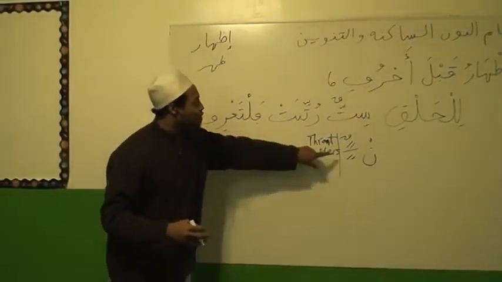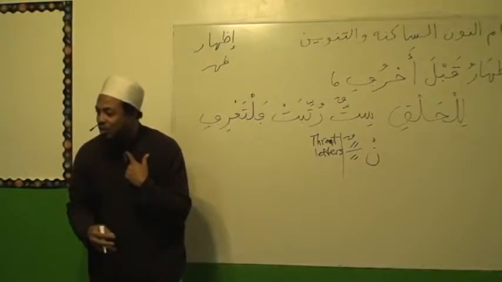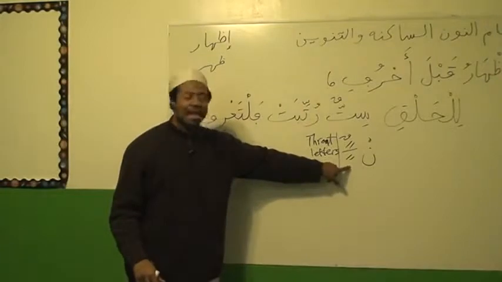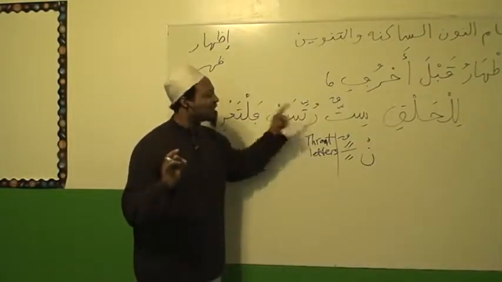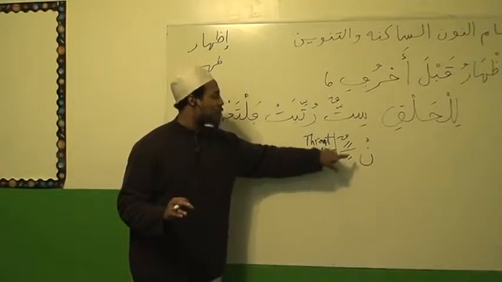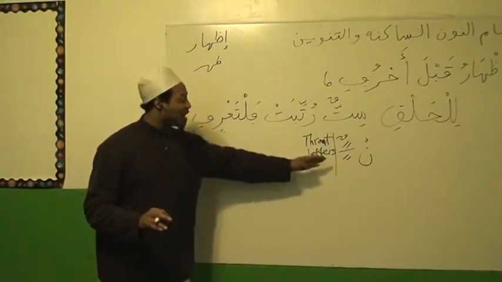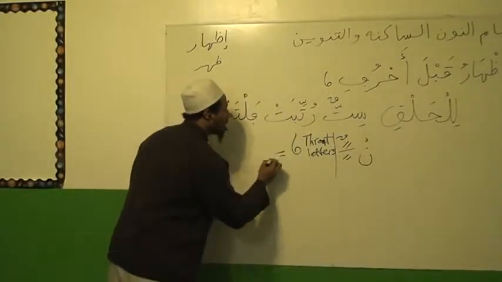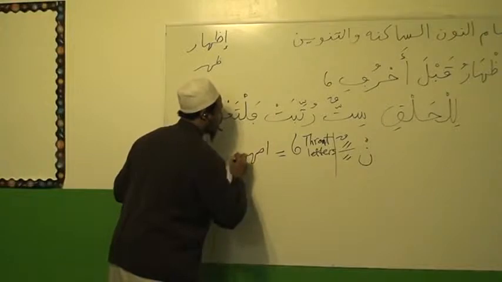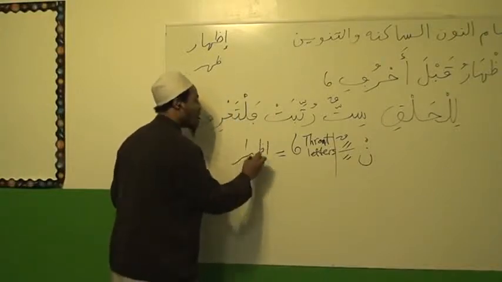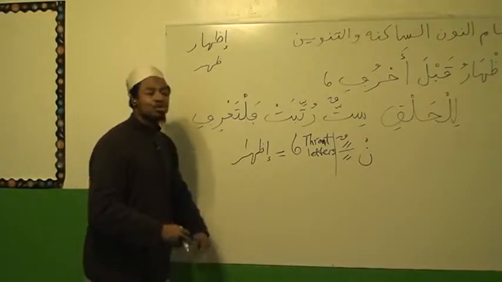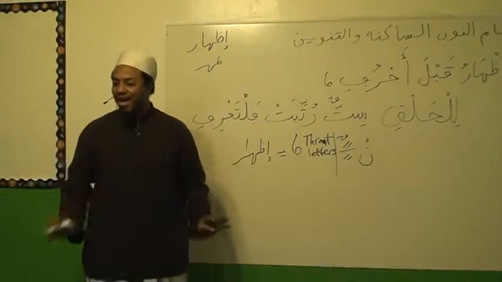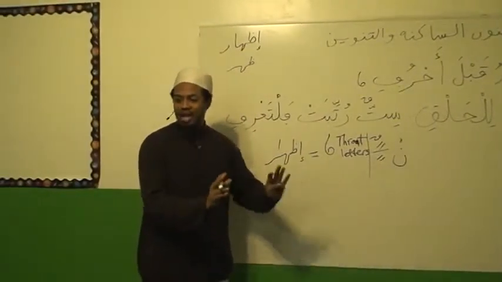So now it's saying the throat letters, huruf al-halq, that's what they're called, the letters of the throat, are how many in number? He said six. There's six letters of the throat. When noon sakina or tanween comes before these six throat letters, what's the rule? Idhar, right? And idhar is to pronounce the noon sakina clearly and distinctly and independently of the other letters. There's not going to be any mixture.